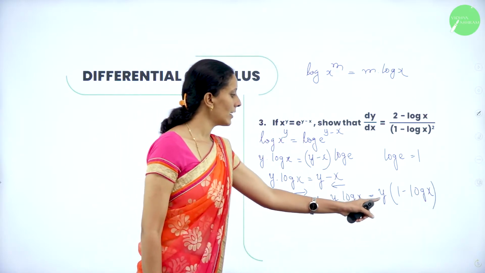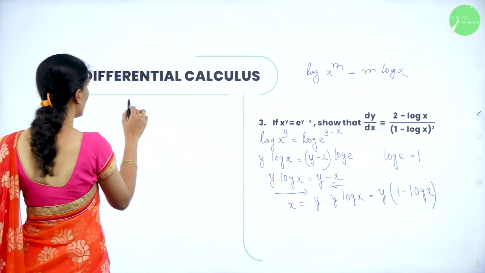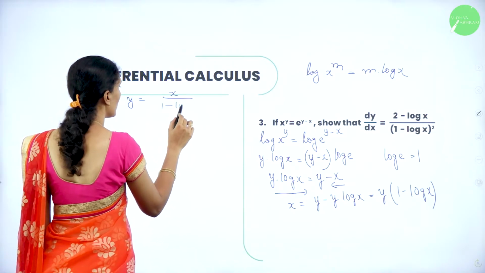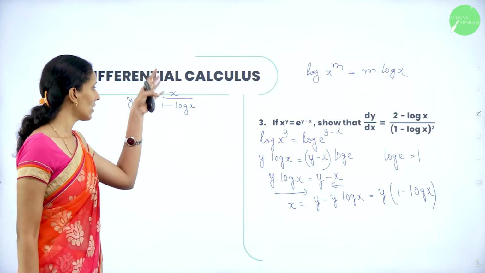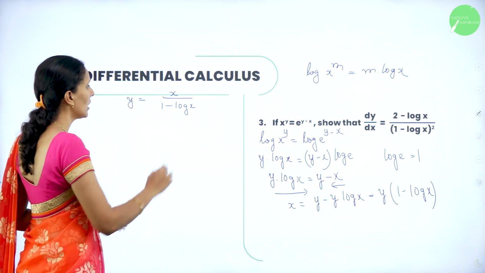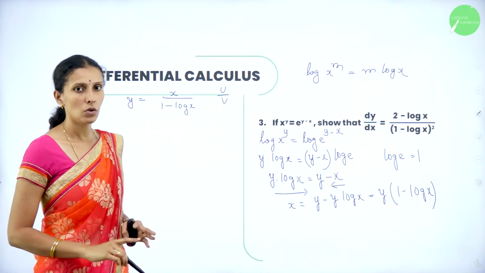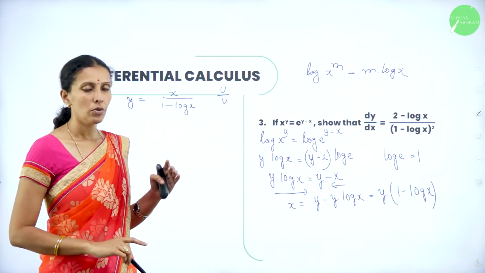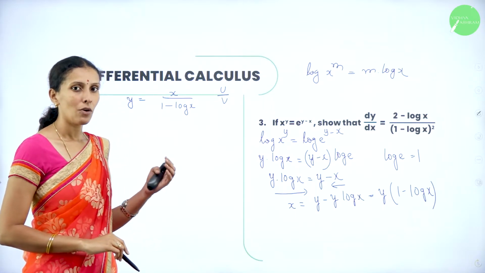Again, you can see here y in terms of x. So if you want y here, it is x divided by 1 minus log x. Now we have y in terms of x purely. So here you can differentiate the function. This is in the form of u by v. That is the quotient rule. What does the quotient rule say? v into derivative of u minus u into derivative of v, divided by v square.